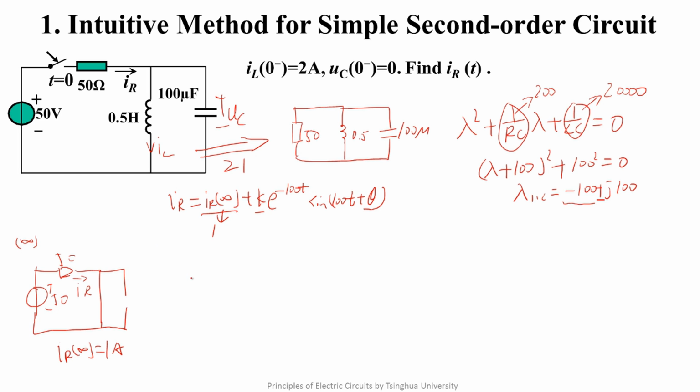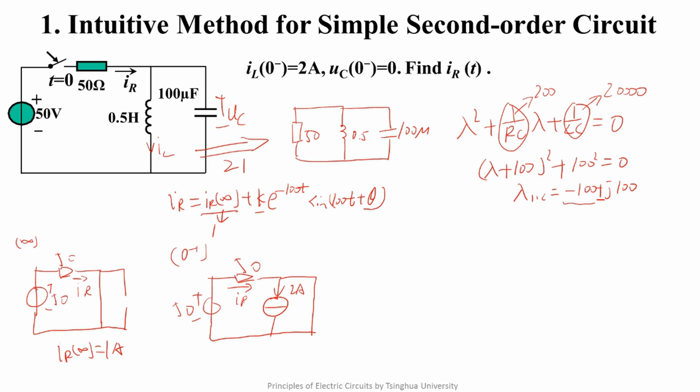In the resistive circuit, every inductor is replaced with a current source, and the value of the current source is the 0 plus value. Every capacitor is replaced with a voltage source, and its value is the 0 plus value of voltage. So we draw the 0 plus circuit. Because the 0 minus value of the inductor current is 2 ampere, here is a current source of 2 ampere. Because the 0 minus value of the capacitor voltage is 0 volts, this is a voltage source of 0 volts. That is a short circuit line.